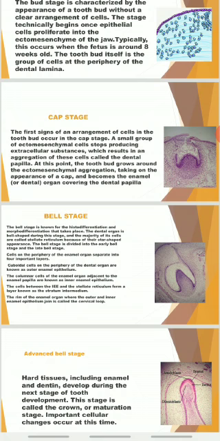Well, in the bell stage, we have a further classification which is known as the advanced bell stage. In this stage, hard tissues including enamel and dentine develop during the next stage of tooth development. This stage is called the crown or maturation stage.